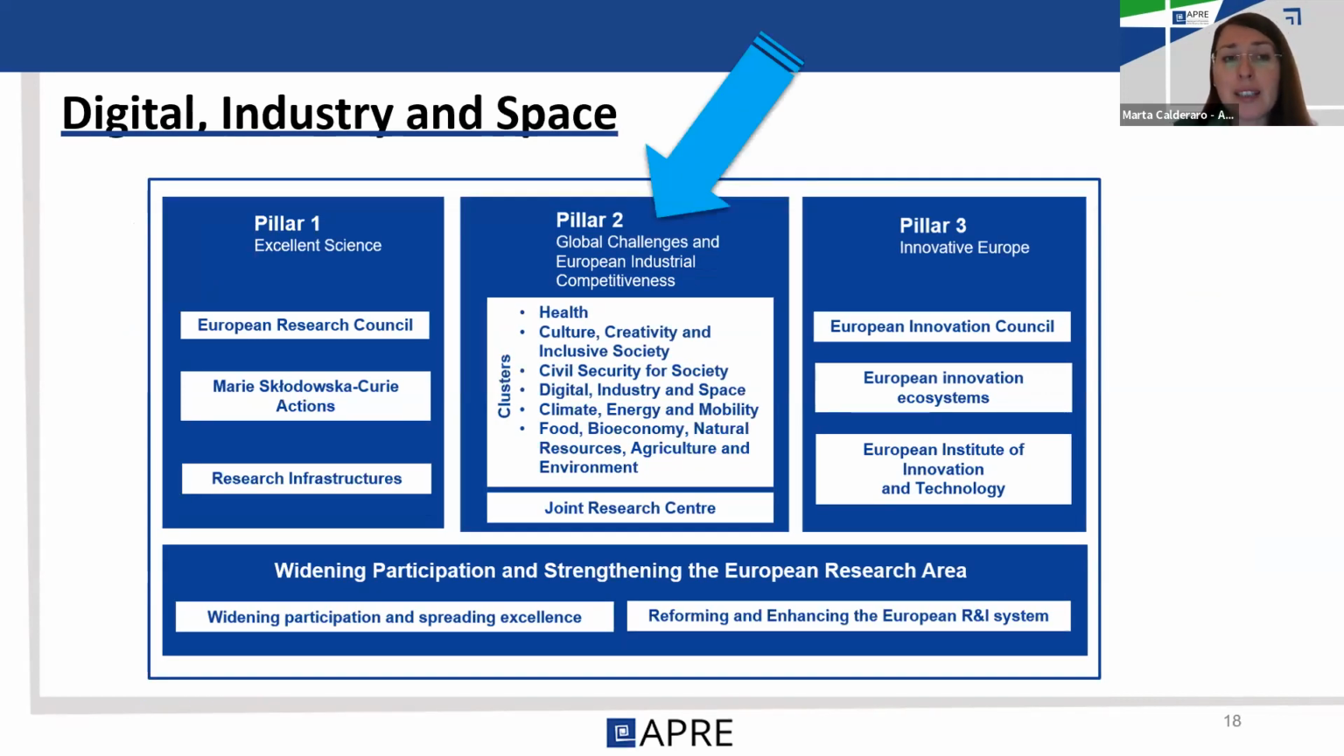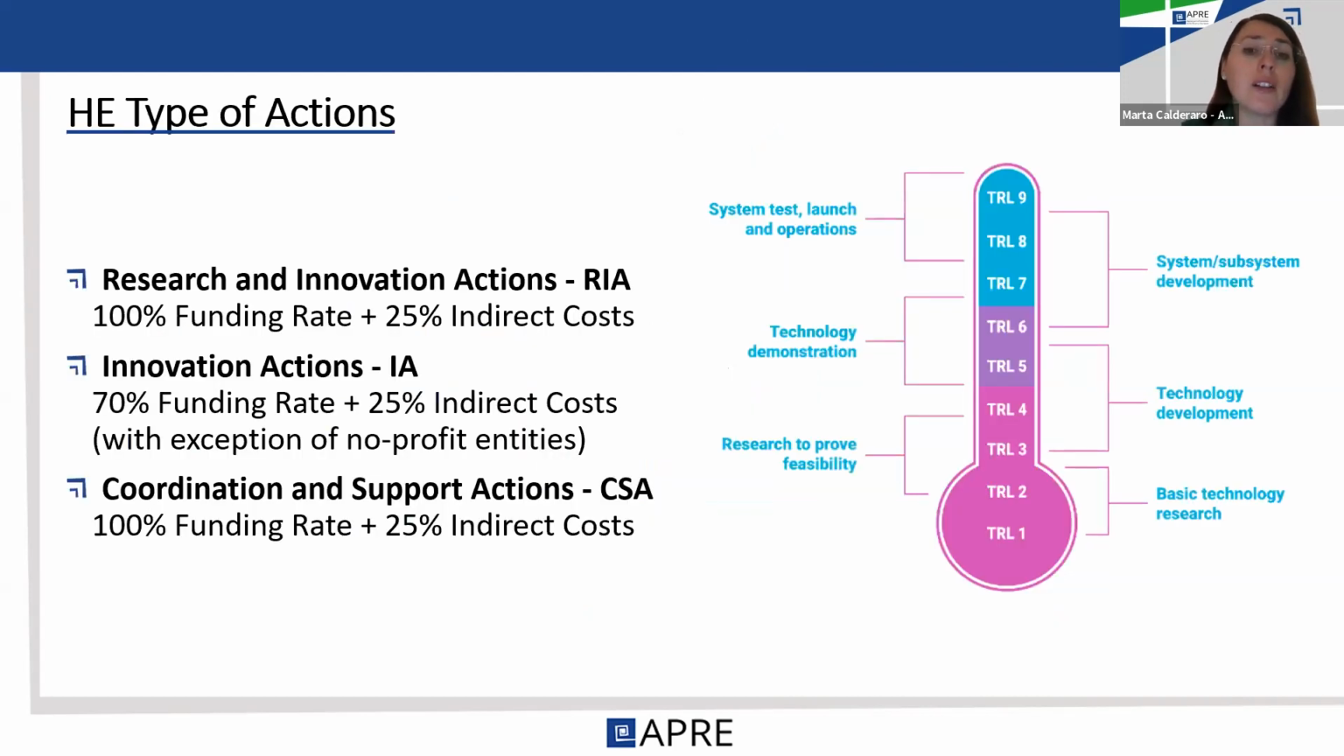So going a bit in depth concerning the second pillar, I would like to talk about the different opportunities that you have as a small and medium enterprise within the second pillar, by informing you also about the usual types of action that we have in Horizon Europe. Within Horizon Europe, we have several types of actions. Those are not the sole ones, but those are the most common that the European Commission is used to launch.